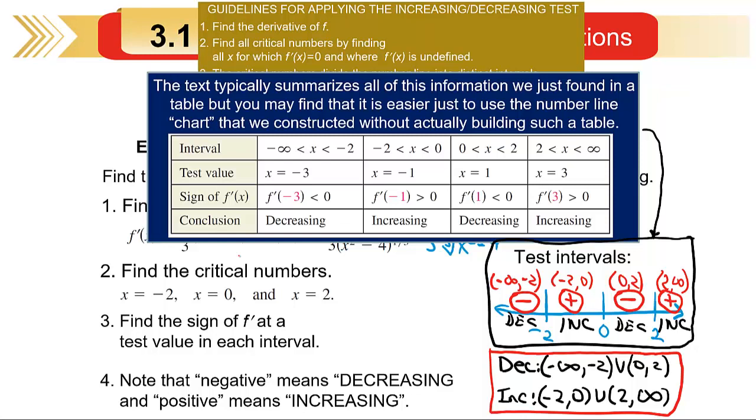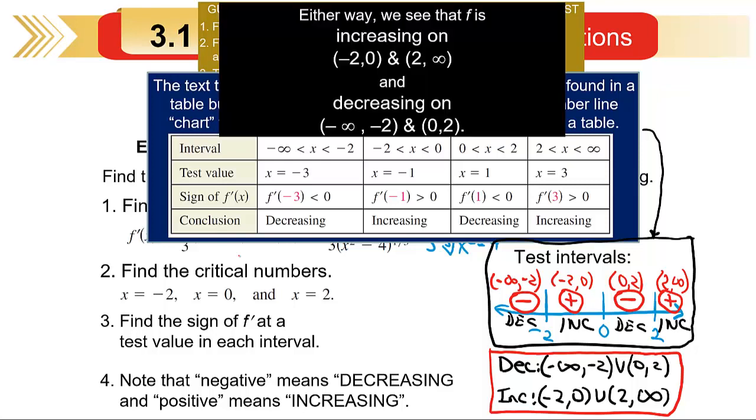But in case you ever see it, that's all they're doing. They're taking a table method instead of doing it visually on a number line, which I think is more useful. Either way you look at it, you get the same result, that the function is increasing on two intervals and decreasing on two intervals, as I indicated earlier.